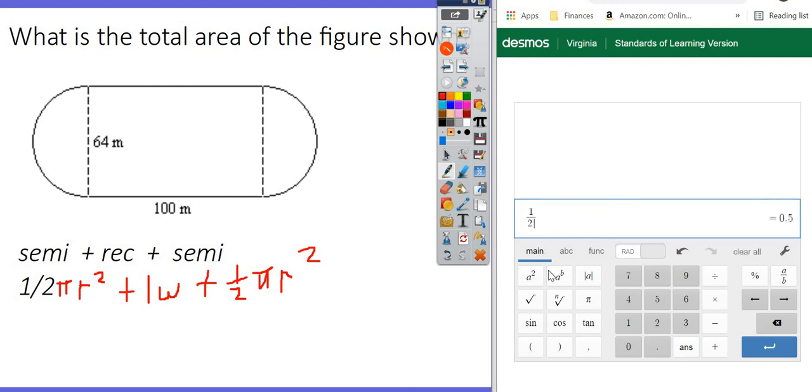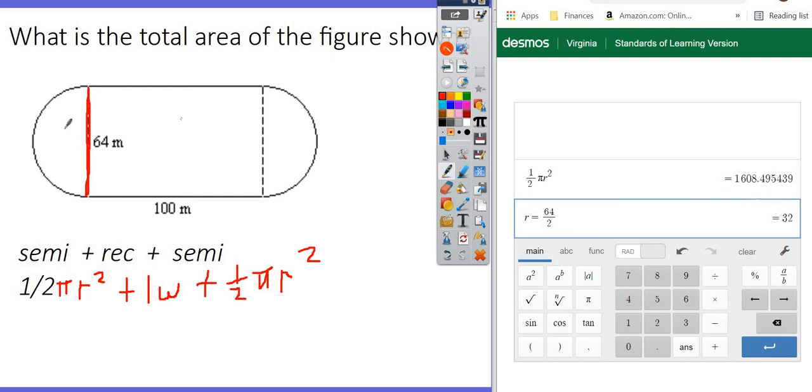So I've got 1/2 pi r squared. Whoops, let me fix that. Sorry about that. I have to move over before I do the pi r squared. Then I'm going to go to the next line and put in r equals. And I'm going to look at my picture. This entire diameter is 64. So if I want to make that diameter a radius, I have to divide it by 2. So my radius is 32.